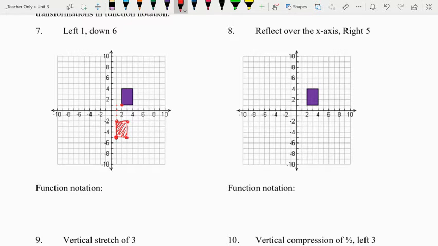So in function notation, left means that is your x, and that would be on the inside. So that would be a +1, because it's always the opposite. And then down 6 is a -6.